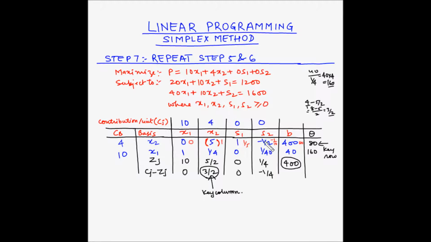So let me replace these numbers. So 0, 1, 1 by 5, minus 1 by 10, and 80. Now each remaining row of the matrix is substituted by a new row called replaced row. And how do we do that? So first, the variable, that is in this case we have x1, and its contribution, that is the corresponding value in the CB column, are reproduced as it is without any change.